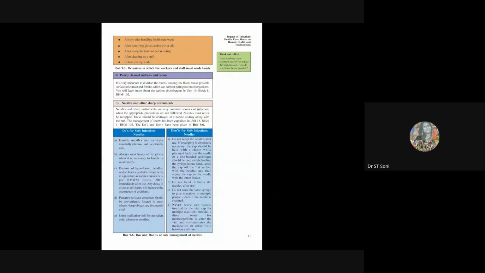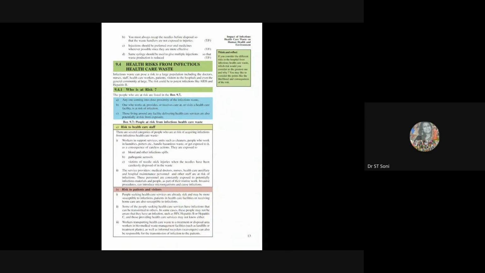So mostly we say that HIV transmission rates and risk are lesser than the hepatitis B and hepatitis C transmission. But these are all transfusion transmitted infections, or they are transmitted through blood and body fluid or through needle stick injuries. Okay.